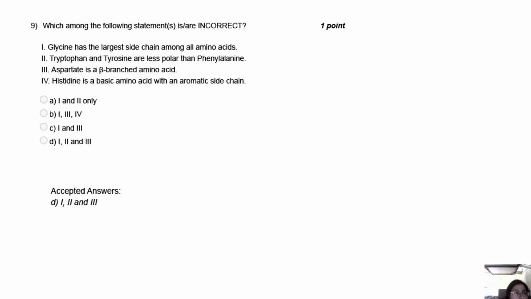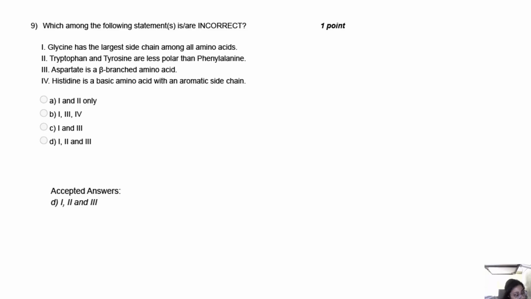So, the first three options will be incorrect. Glycine does not have the largest side chain among all amino acids. It is in fact the simplest amino acid. It has the smallest side chain, just a hydrogen atom in place of the side chain. So this statement is incorrect.